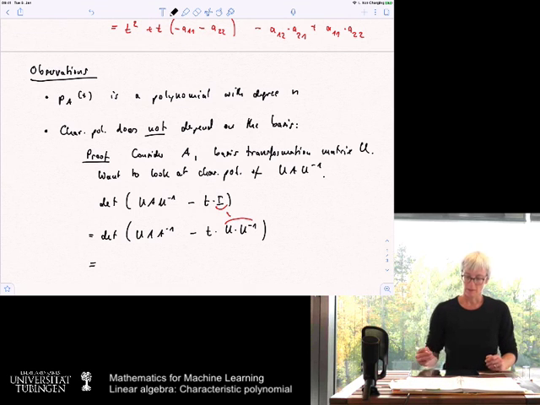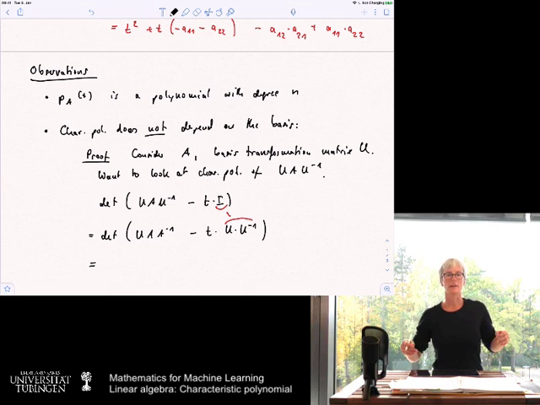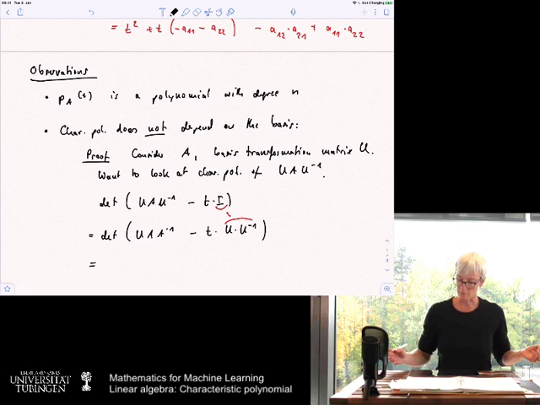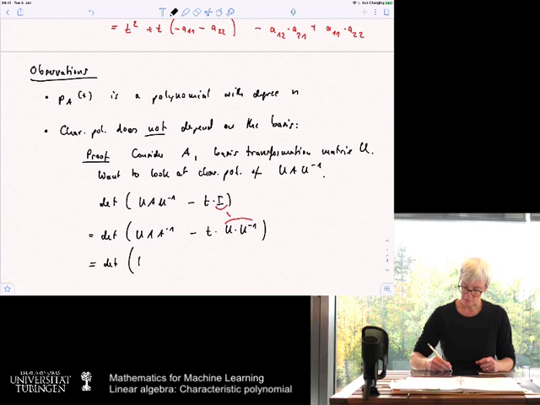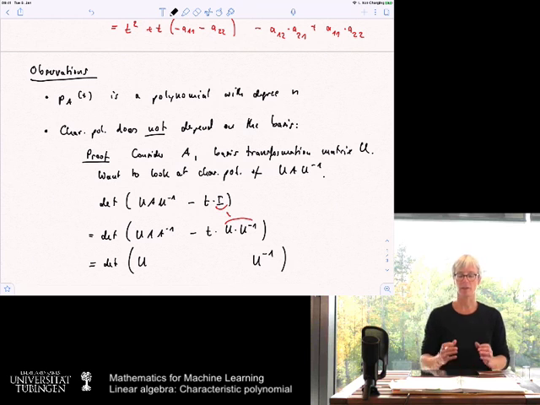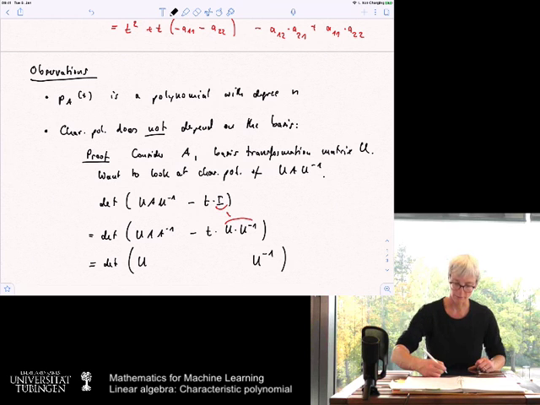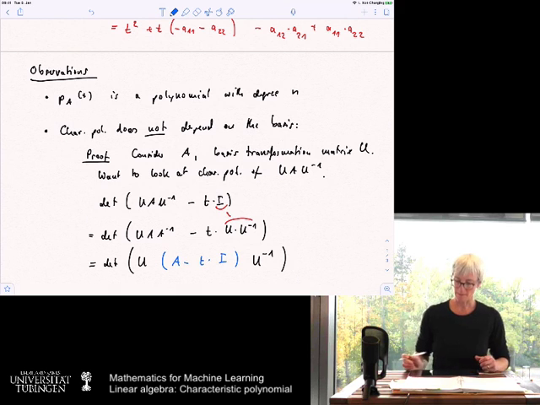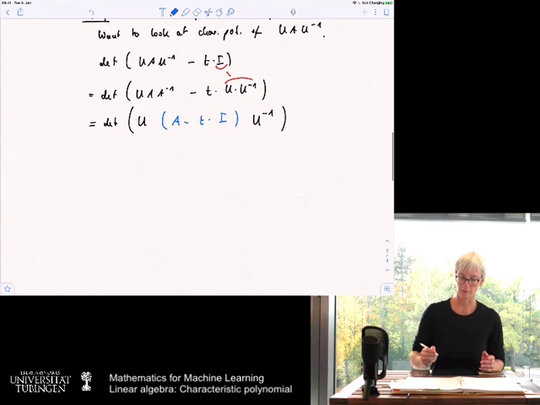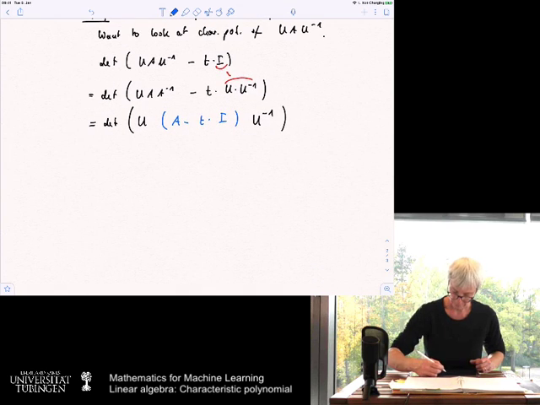And now by all the rules of associativity and distributive properties, we can rewrite this expression in a more convenient way. So what I want to achieve now is to have the U at the beginning and the U minus 1 at the end, and in the middle I want to have the operator that I'm really interested in. Maybe I write it in blue. And this is A minus t times the identity. And I can do that. So if you look at the expression, oh sorry, here I see I made a typo. So this needs to be, and I need to make it in black.